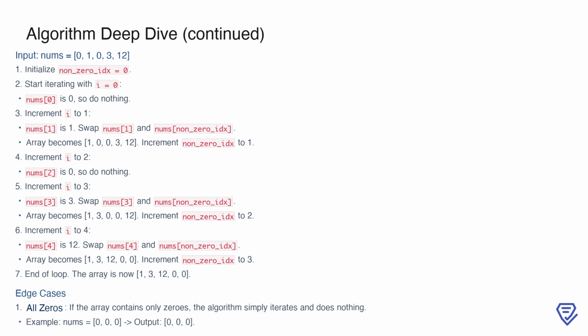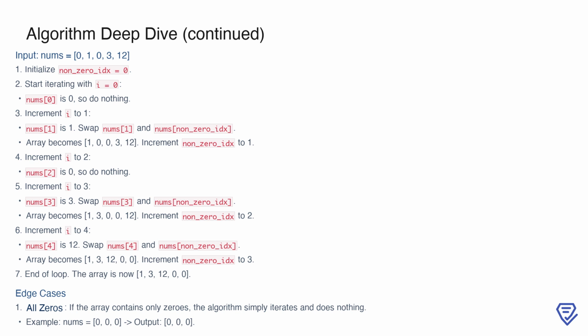At i equals 0, the element is 0, so no action is taken. Moving to i equals 1, the element is 1, which is non-zero. We swap it with the element at non_0_idx, which is also 0. The array now becomes 1, 0, 0, 3, 12, and we increment non_0_idx to 1.